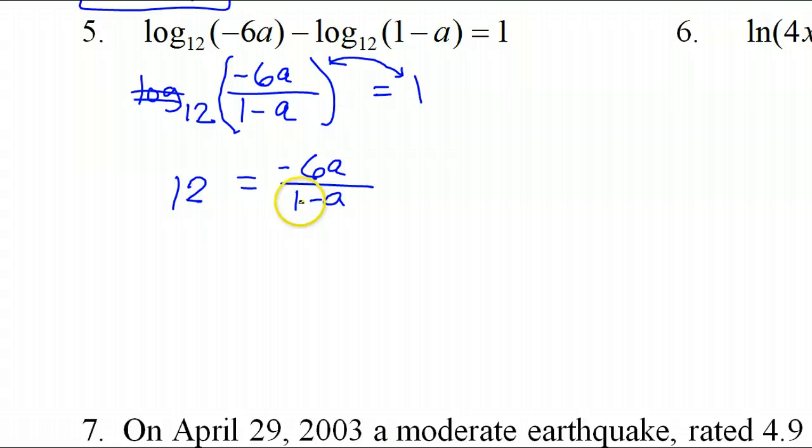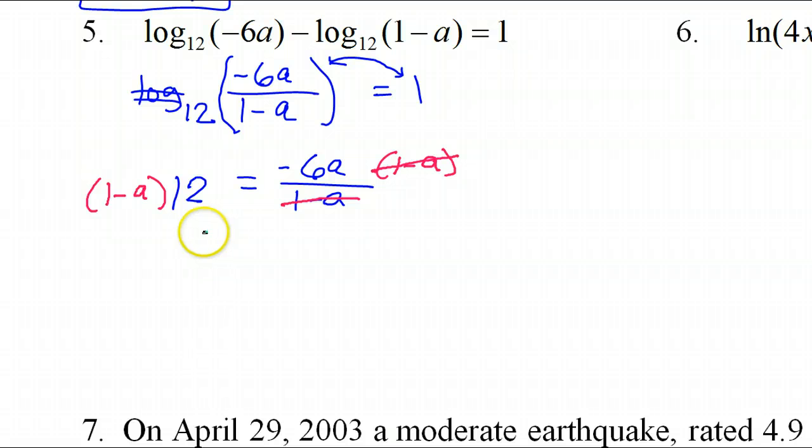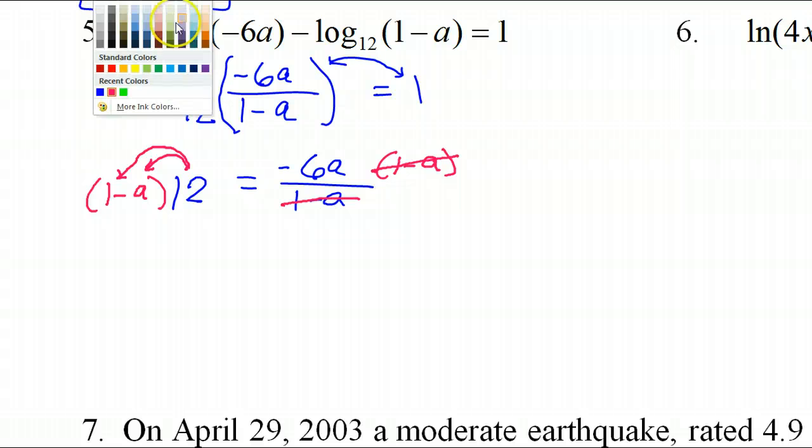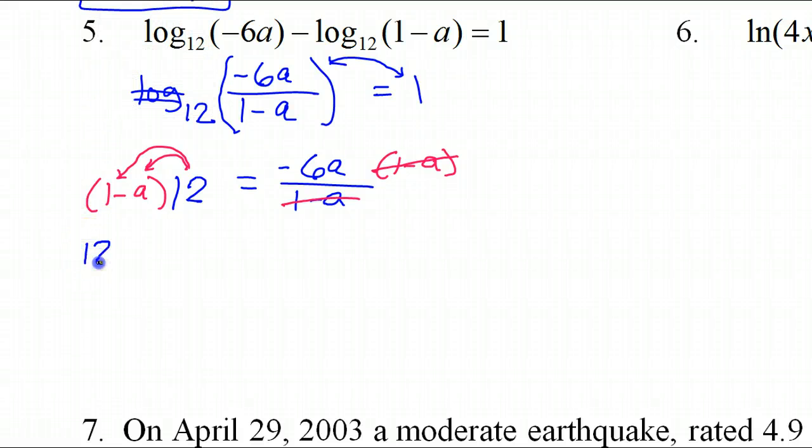Well, multiply by the denominator is the best thing to do. So I would multiply by 1 minus a on both sides. Okay, that way these will cancel out. Alright, what else? So you need to do the distributive property with this 12, so be careful. So that's going to give me 12 minus 12a equals negative 6a. So I need to solve this mess.